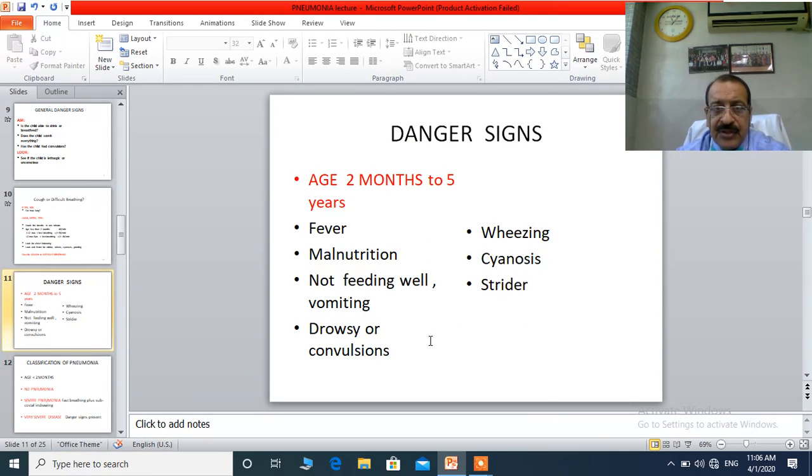For classification of pneumonia, we must know the danger signs. If the age of the child is 2 months to 5 years, the danger signs are fever, malnutrition, general danger signs like the child is not feeding well and is drowsy and is having convulsions. Then the danger signs related to the respiratory system like wheezing, cyanosis, and stridor.